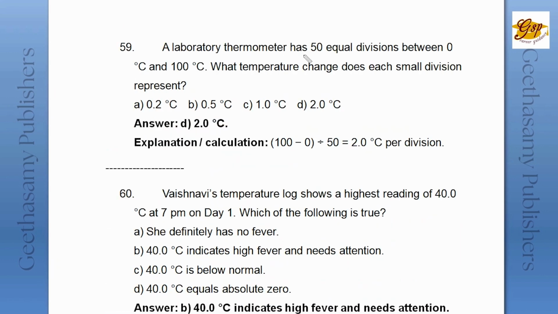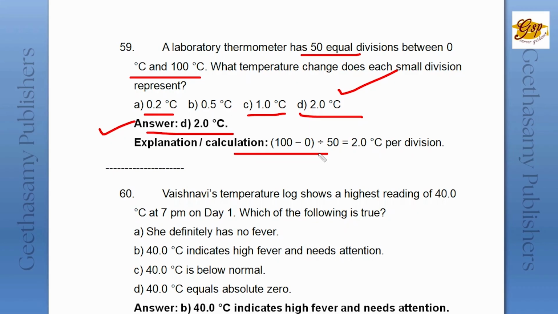A laboratory thermometer has 50 equal divisions for 0 to 100 degrees centigrade. The temperature range does not equal a small division. 0.2 degree centigrade, 0.5 degree centigrade, 1 degree centigrade, 2 degrees centigrade. The correct answer is 2 degrees centigrade. Explanation: 100 minus 0 divided by 50, it's 2 degrees per division. 2 degrees centigrade per division.